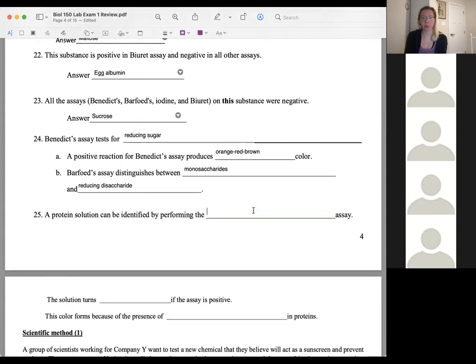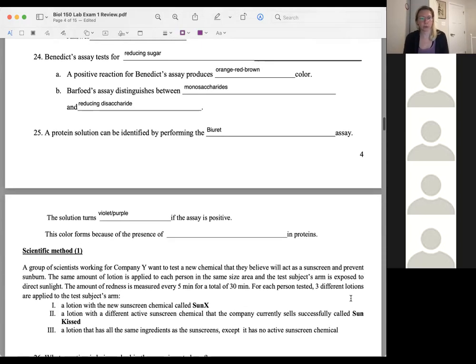All right, so number 25, talking about the protein solution, can be identified by performing which assay? The biuret assay. Yeah, it's biuret, burette. I've heard it pronounced a lot of different ways, so that's all correct to me. And what color does this solution turn if it's a positive result? Violet, or purple if you like. So that is the color change that we look for as a positive result.